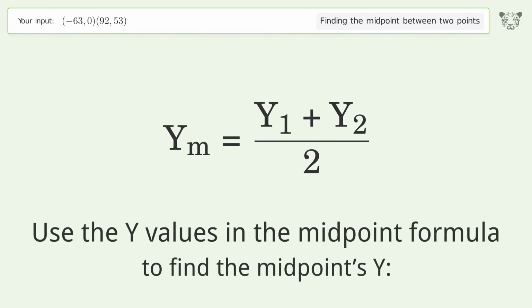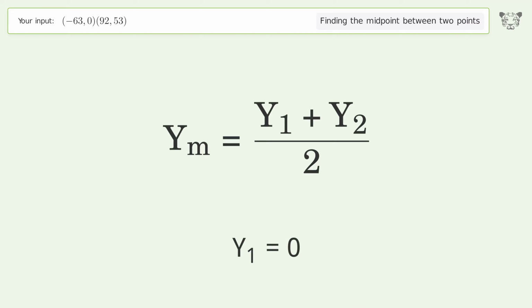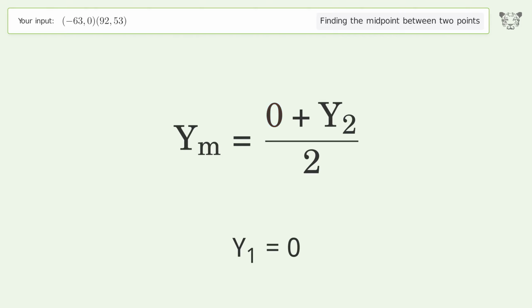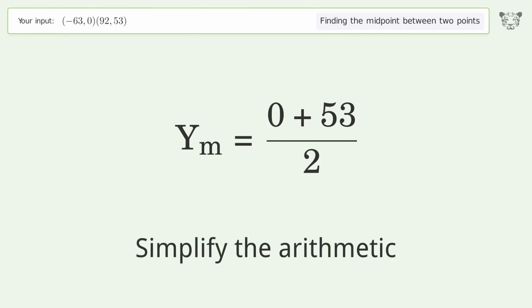Use the y values in the midpoint formula to find the midpoints y. y1 equals 0. y2 equals 53. Simplify the arithmetic.